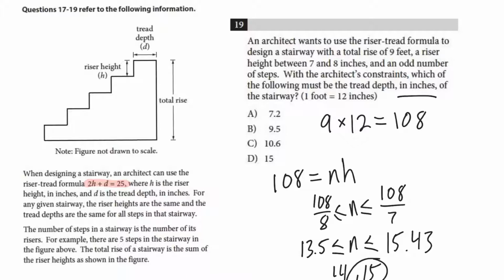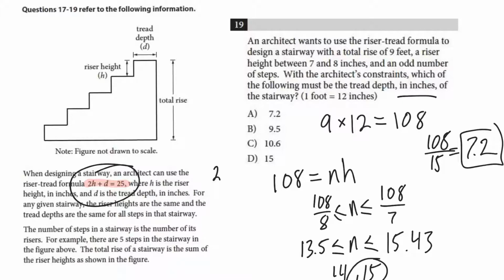Now that we know that we have 15 steps, we can divide the total height, 108, by 15 to figure out our tread depth. On my calculator, 108 divided by 15 is going to be 7.2 inches. Sorry, our tread height. The height of each step would be 7.2 inches. That's our h value, and we are going to figure out the tread depth using our formula. So I'm going to plug that in for h. We get 2 times 7.2. Oh boy, I'm just going to run out of room here. Let's try and squeeze this in.